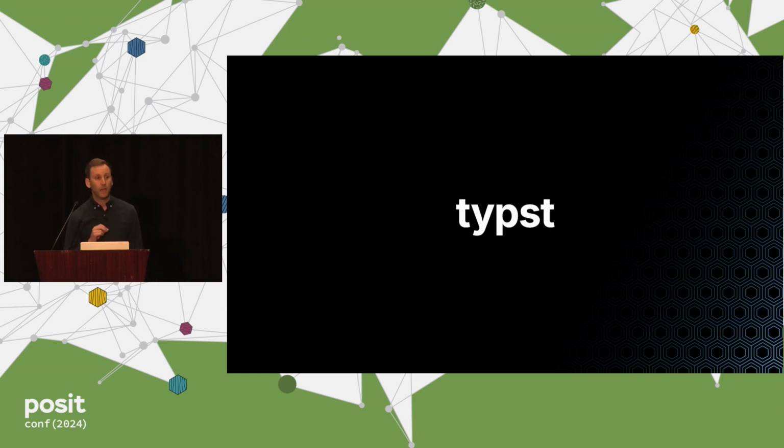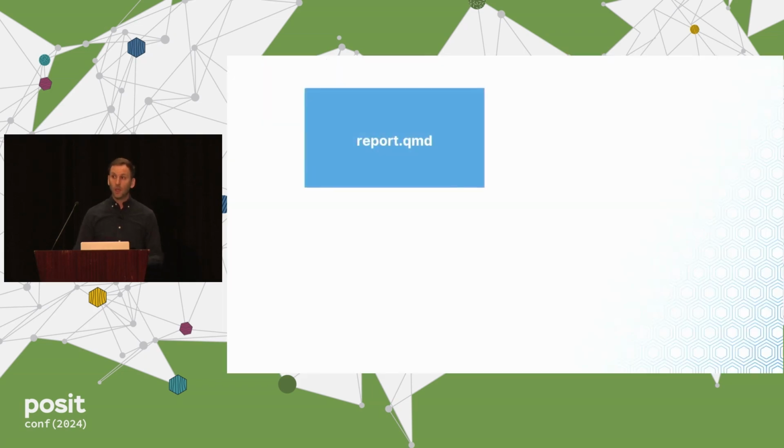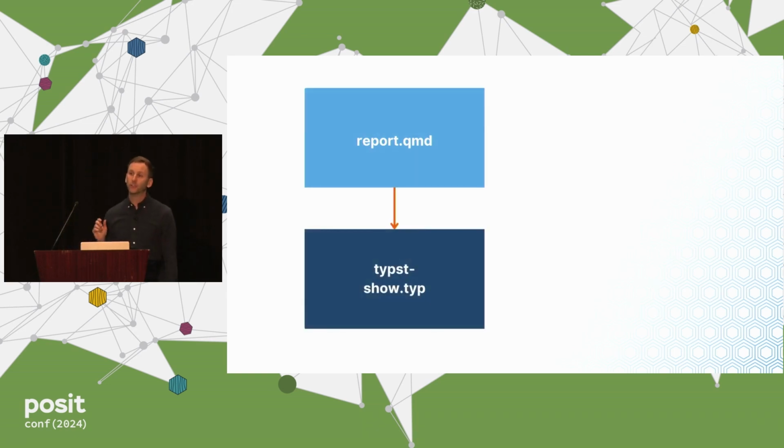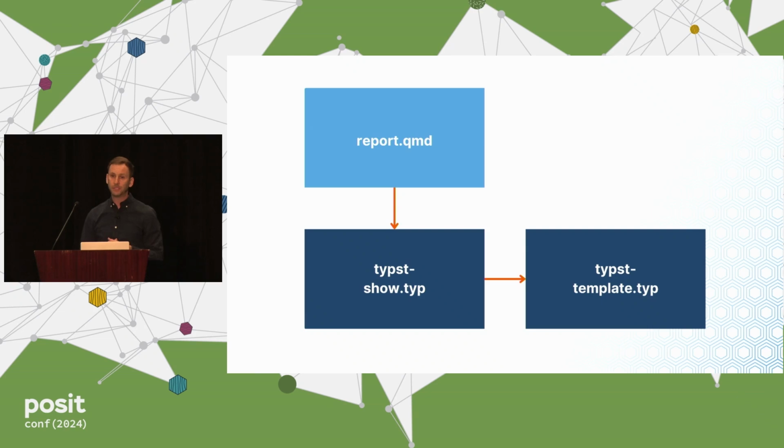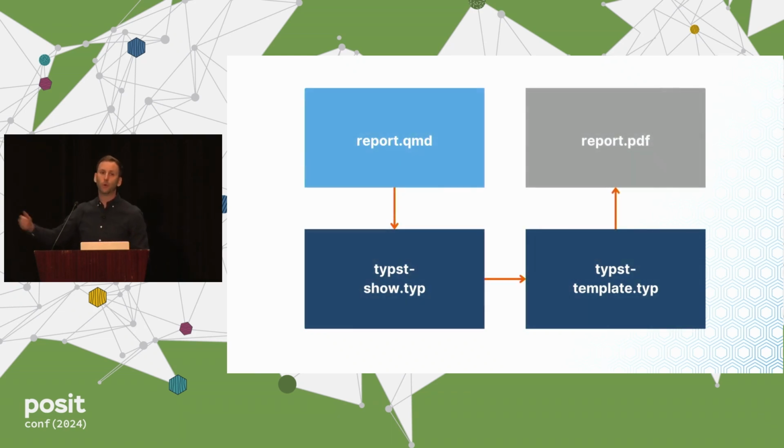We're going to do this with Typst. So I'm going to give you a very quick overview of how this would work. How Typst works is this. You start with your report.qmd file, so the same Quarto file that you use for any other output format. Then you're going to have what are called template partials. So you have a typst-show.typ file. That file is actually going to take the variables from Quarto and pass them into Typst, which we'll use to create our template in our typst-template.typ file. And from there, that will then create our report.pdf. So that's the overall process.